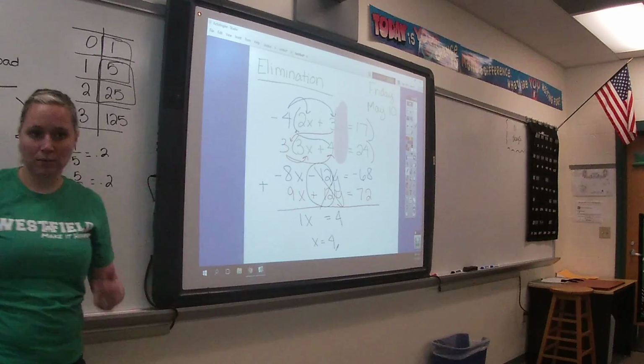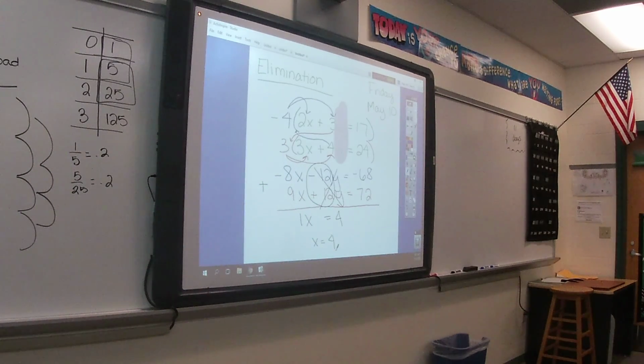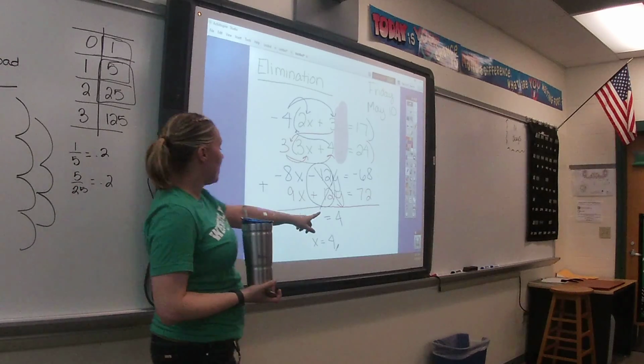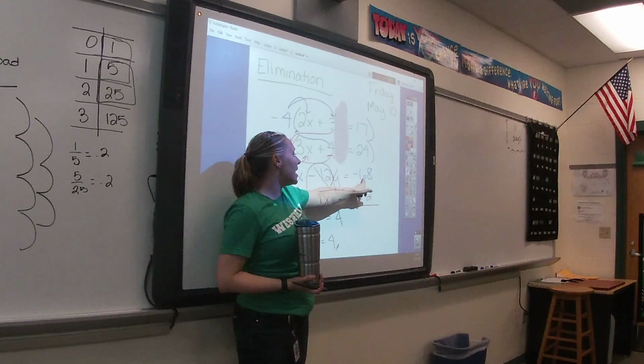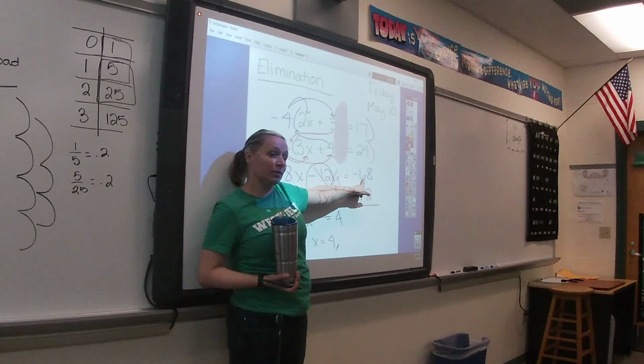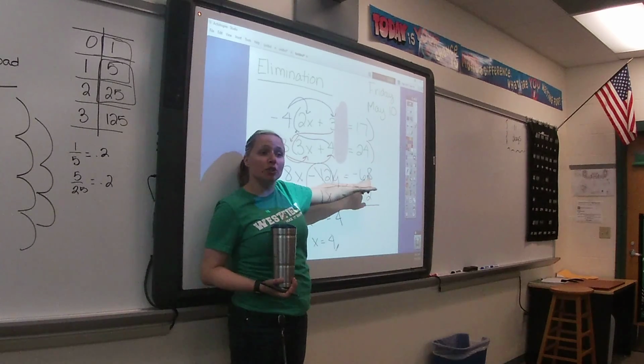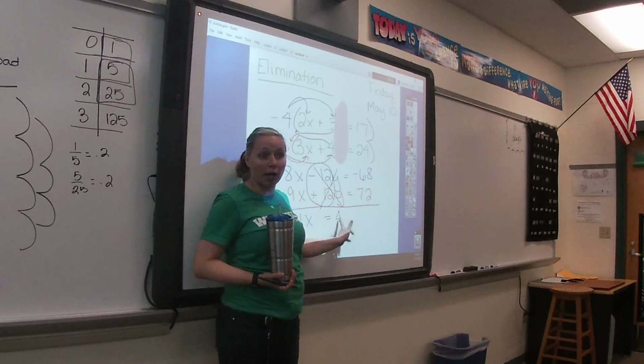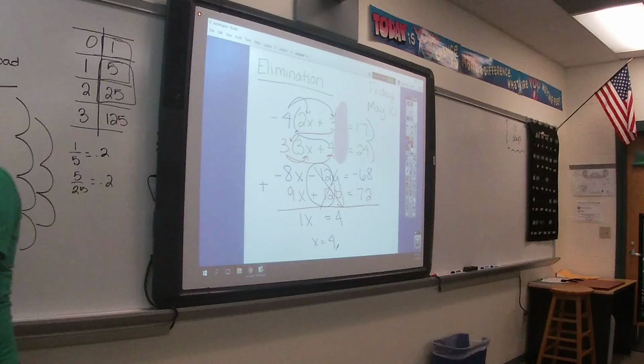How would it be positive? Huh? How would it be positive? Why would this be positive? Yeah. Because the -68 is the smaller option. Okay. Right, so if you had $72 and you spend 68, you would actually have $4 left. Okay. Does that make sense? Yeah.